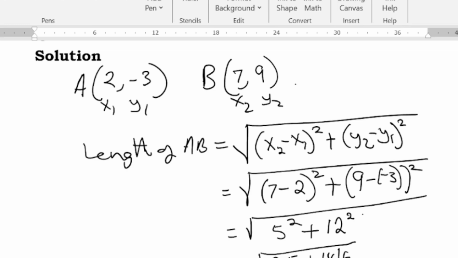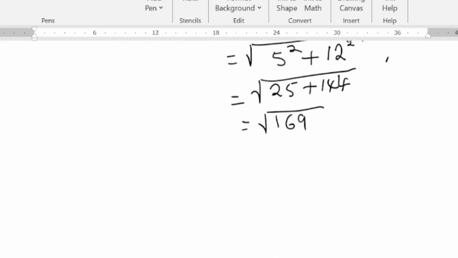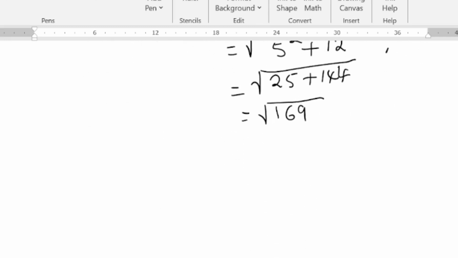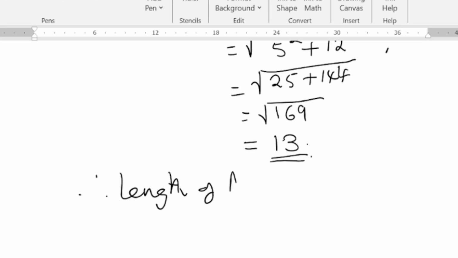So what is the square root of 169? The square root of 169 is 13. Some of these values need to be in your head. And so we are saying, therefore, that the length of AB is 13 units.